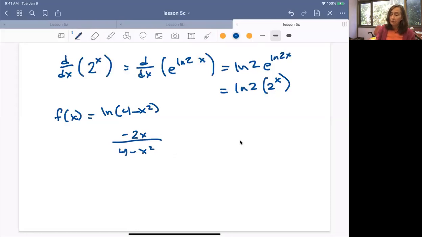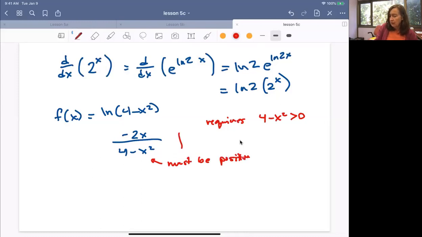But as I was saying before, this function is only defined when the denominator is positive. So we need to have 4 minus x squared greater than 0. We could work out what that means for the domain. It means that x has to be between -2 and 2. But even without taking that step, we know that this must be positive.